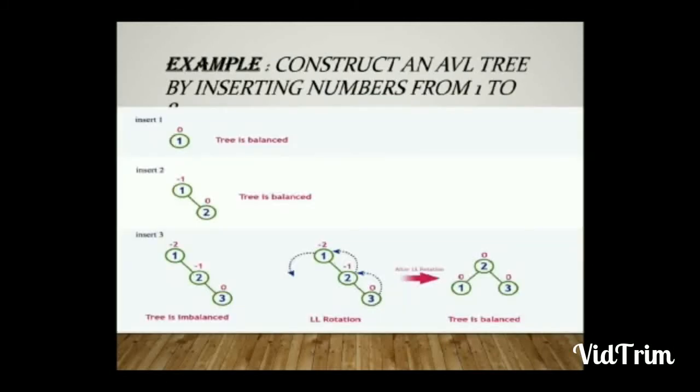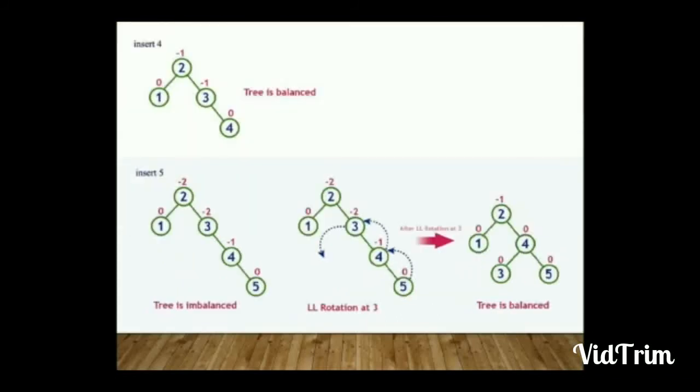For example, we have to insert the numbers 1 to 8 in the search tree. First we insert 1, so its balance factor is 0. When we insert 2, the balance factors are -1 and 0. When we insert 3, the balance factor becomes -2, which is not acceptable. So we move the element 1, which has the balance factor of -2, to the left so that the tree becomes balanced. Furthermore, we insert 4 and the tree is still balanced.